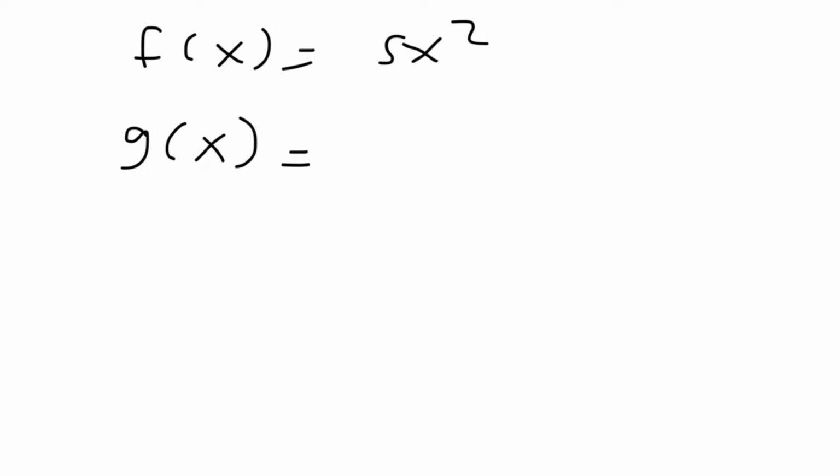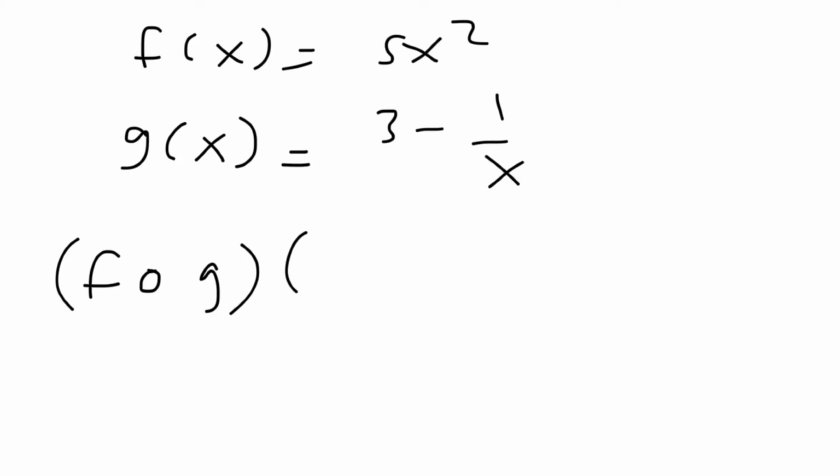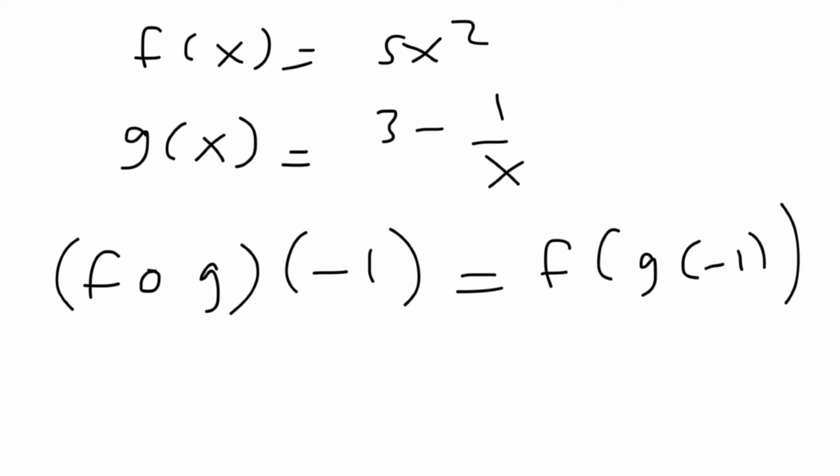Suppose f of x is equal to 5x squared and g of x is equal to 3 minus 1 over x, for example. Okay, so I ask you, what is f of g of minus 1, for example? In this case, you just have to write what it means. It means f of g of minus 1. So you get g of minus 1 first and then you substitute in the f.